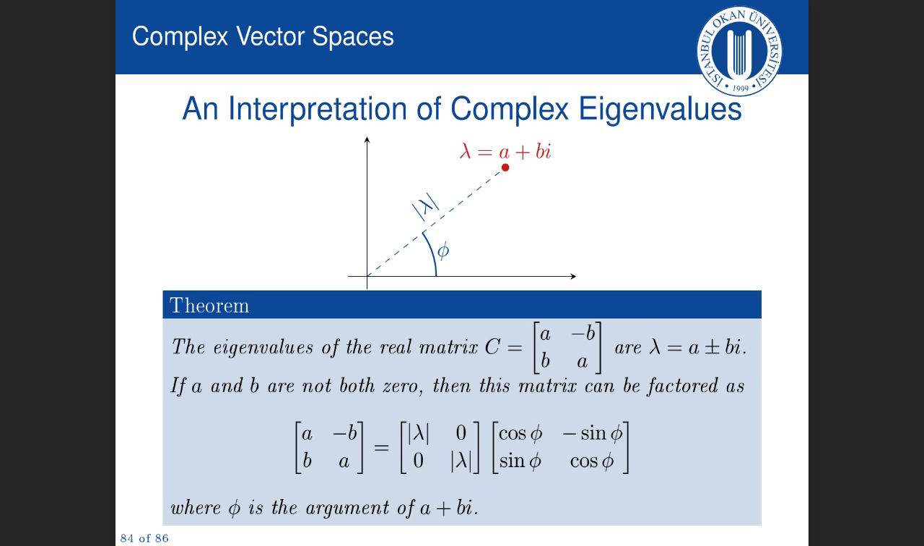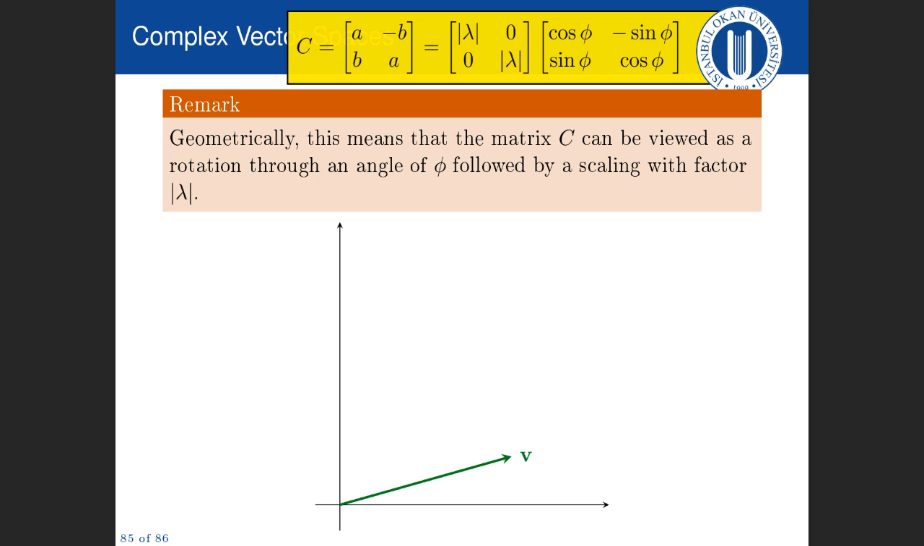So geometrically, that means that this matrix does a rotation first of all. This is the matrix of a rotation first, and then it does a scaling, because the other matrix is the matrix of a scale. So what this matrix does is it takes a vector v, and first it rotates it by the angle phi, and then it scales it.